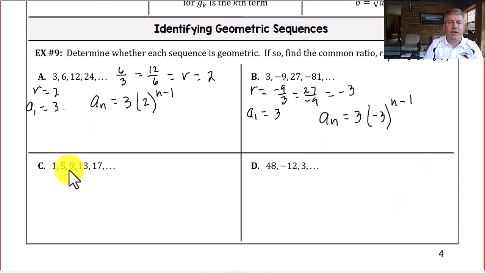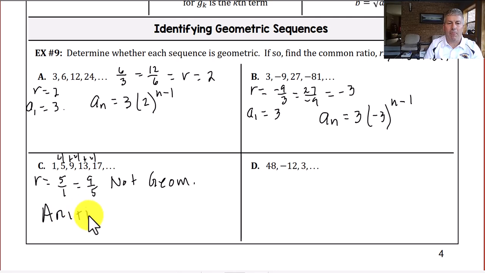In sample C, we're checking for an r of 5 over 1. Does that equal 9 over 5? It does not, so this is not geometric. In fact, it looks like we have a common difference of 4. This is an arithmetic sequence.